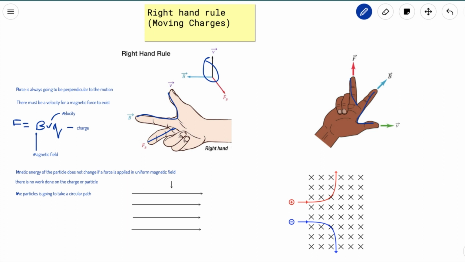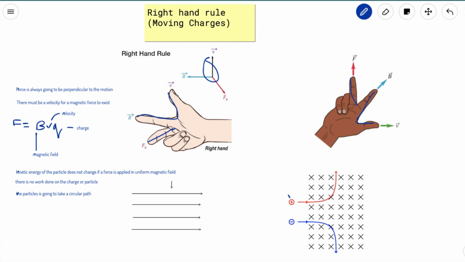So let's try the right-hand rule. On positive charges, you're always going to use your right hand. On negative charges, you're going to use your left hand. Okay, so let's try this one.